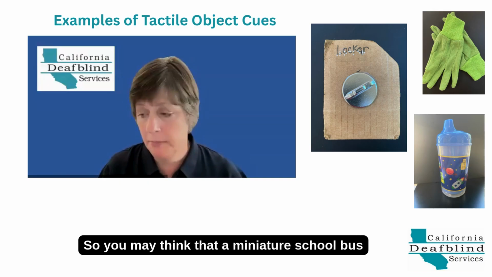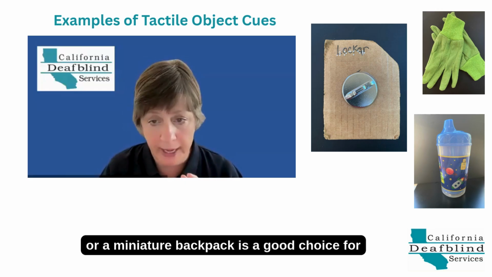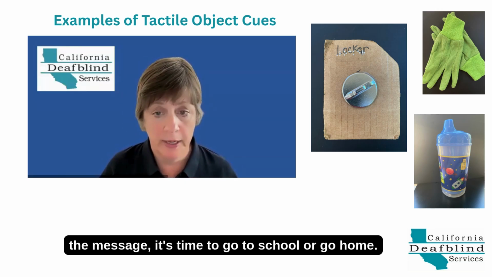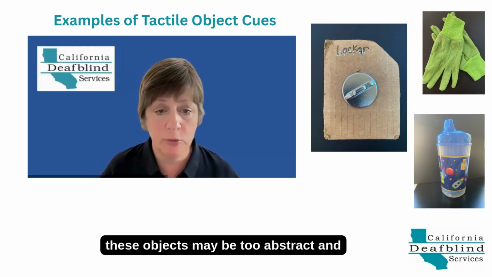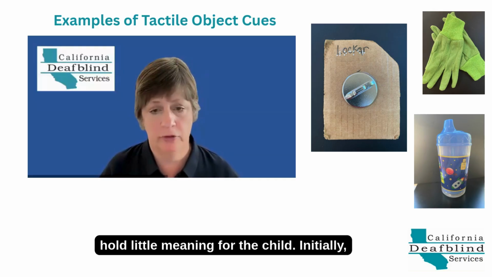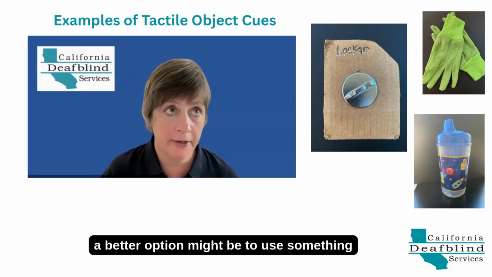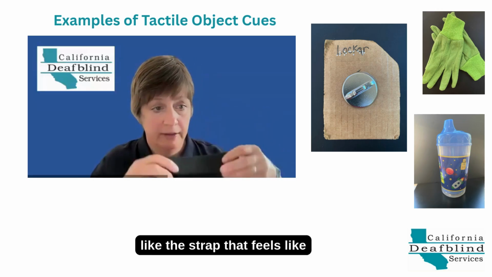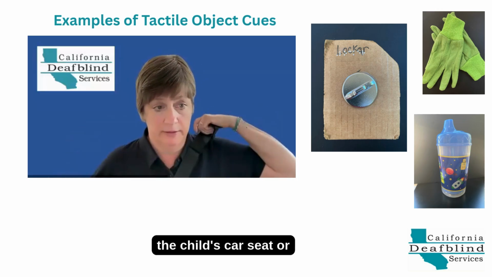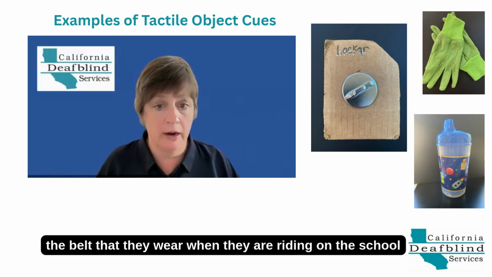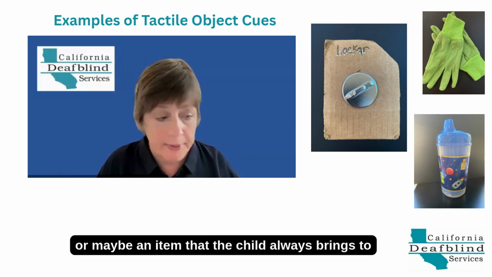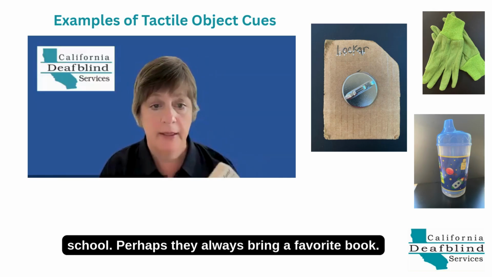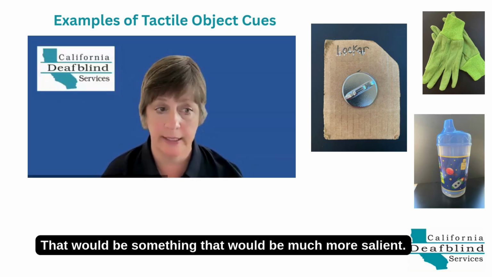So you may think that a miniature school bus or a miniature backpack is a good choice for the message, "It's time to go to school or go home." However, these objects may be too abstract and hold little meaning for the child. Initially, a better option might be to use something like the strap that feels like the child's car seat, or the belt that they wear when they are riding on the school bus, or maybe an item that the child always brings to school. Perhaps they always bring a favorite book. That would be something that would be much more salient.